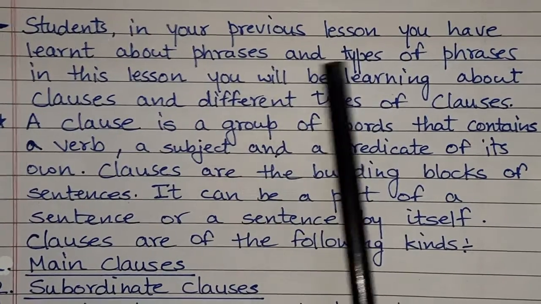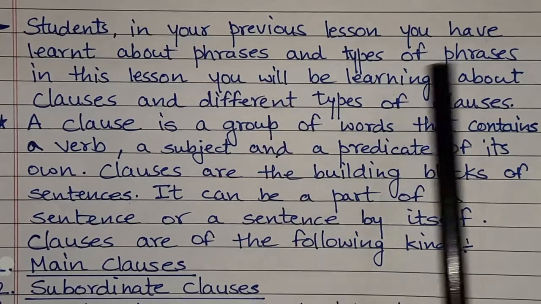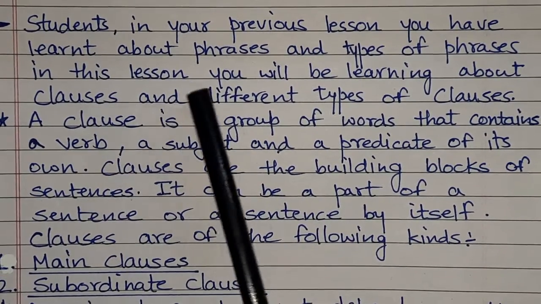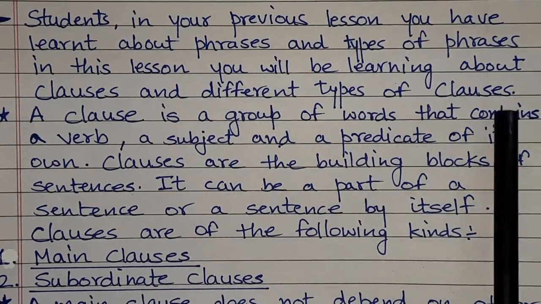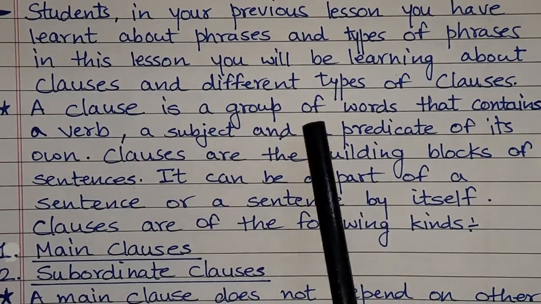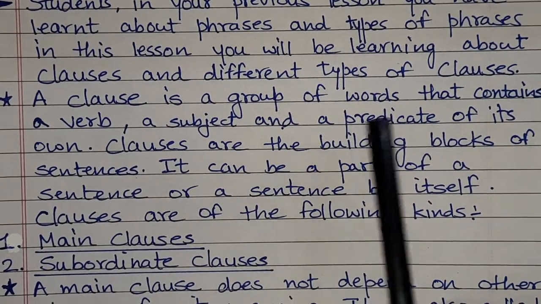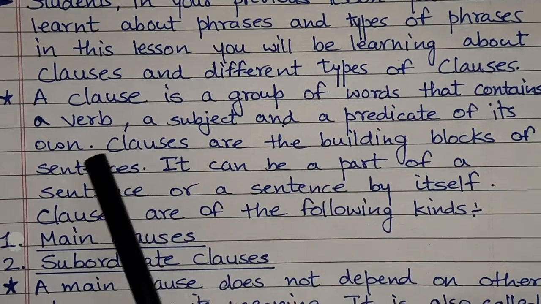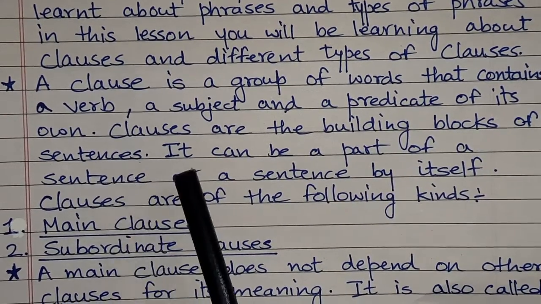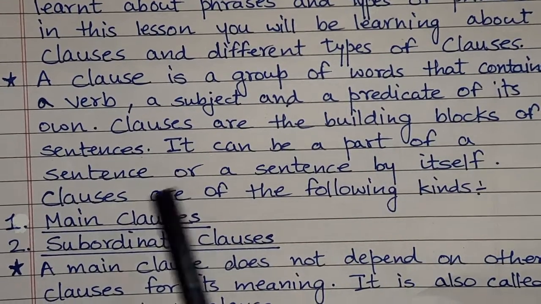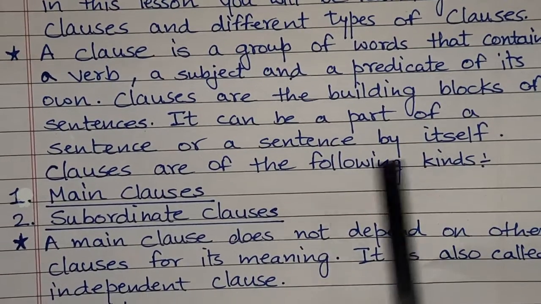Students, in your previous lesson, you have learned about phrases and types of phrases. In this lesson, you will be learning about clauses and different types of clauses. A clause is a group of words that contains a verb, a subject, and a predicate of its own. Clauses are the building blocks of sentences. It can be a part of a sentence or a sentence by itself.